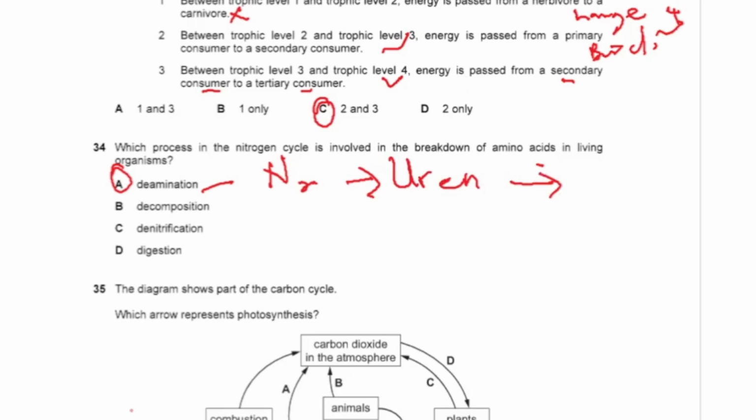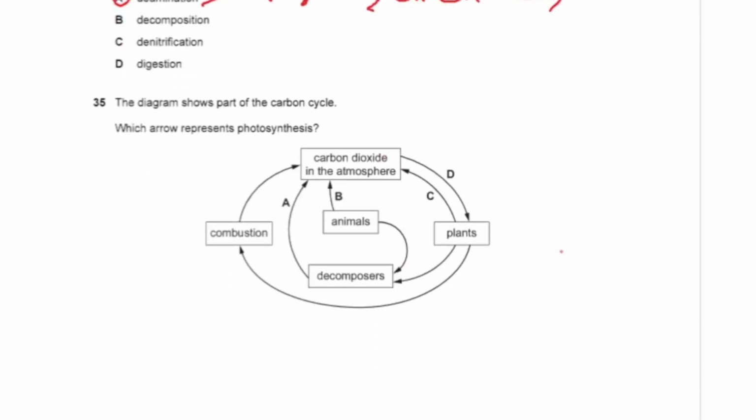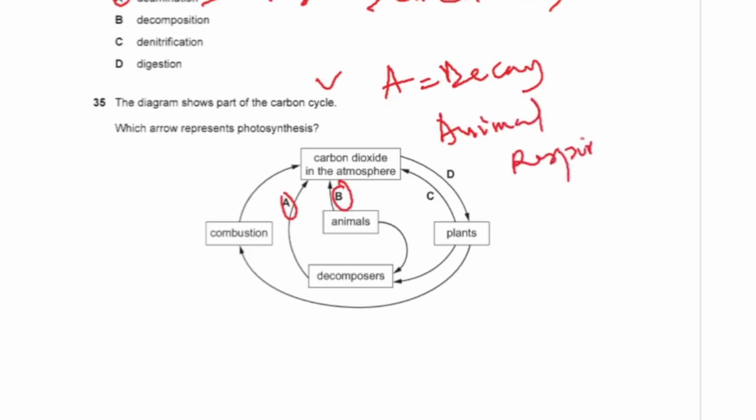Question number 35. The diagram shows part of a carbon cycle. Which arrow represents photosynthesis? So looking at it very closely, let's look at the diagram. This shows the carbon cycle. A means that the decomposers are releasing carbon dioxide to the environment, so this will be decay. So A will be decay. B means that animals are sending carbon dioxide to the environment, so that will be animal respiration. That's going to be B.